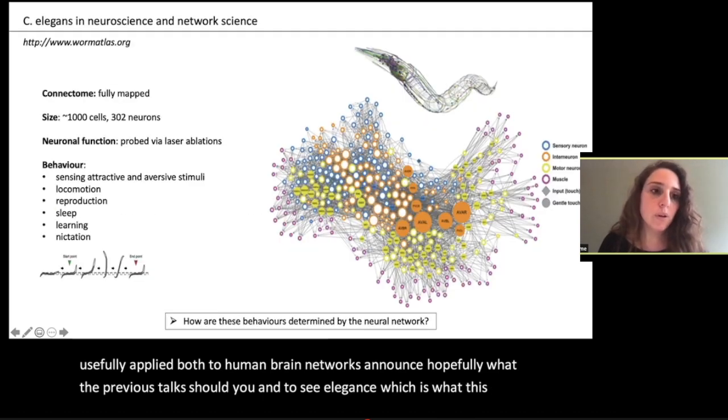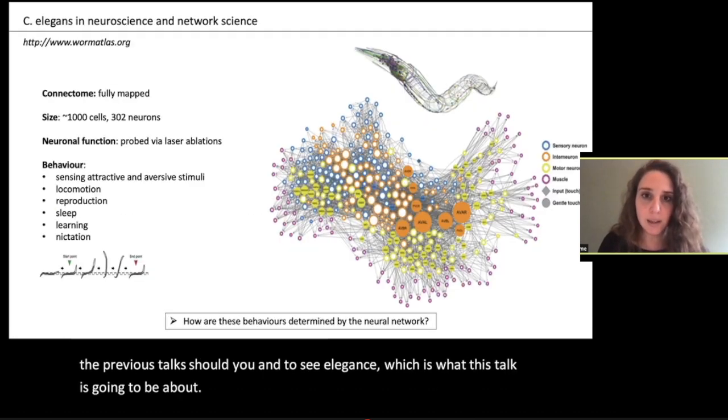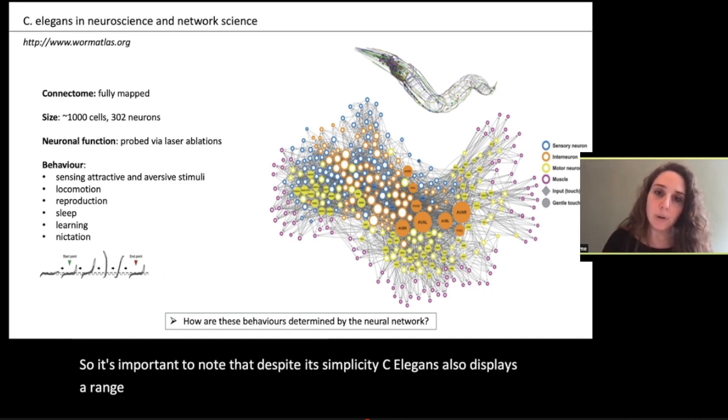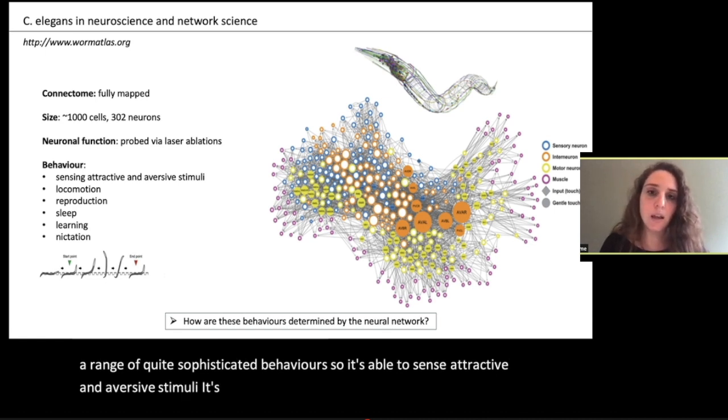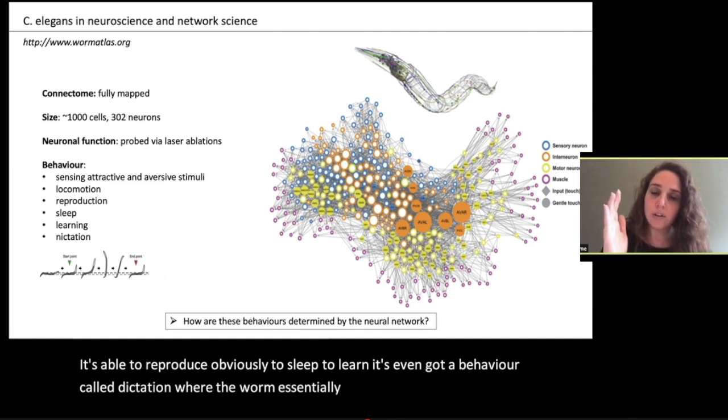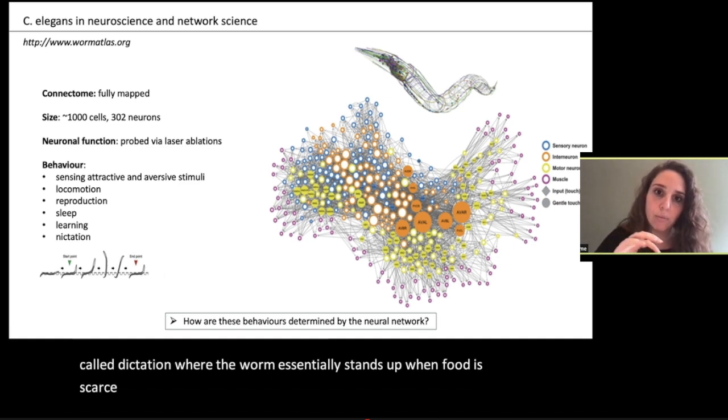So it's important to note that despite its simplicity, C. elegans also displays a range of quite sophisticated behaviors. So it's able to sense attractive and aversive stimuli. It's able to move towards or away from them. It's able to reproduce, obviously, to sleep, to learn. It's even got a behavior called nictation, where the worm essentially stands up when food is scarce and looks to jump on the back of a Drosophila or another flying insect to fly to another place where food might be more abundant, which I think is amazing.